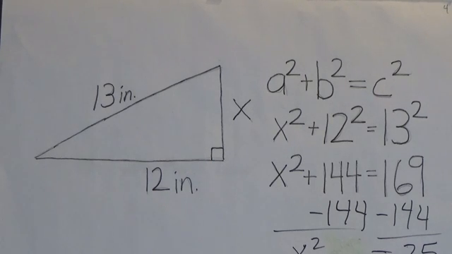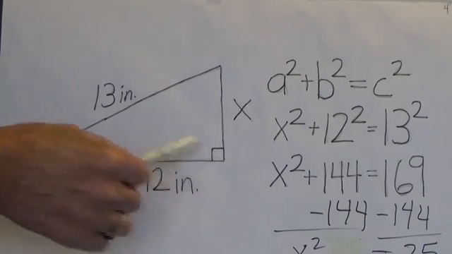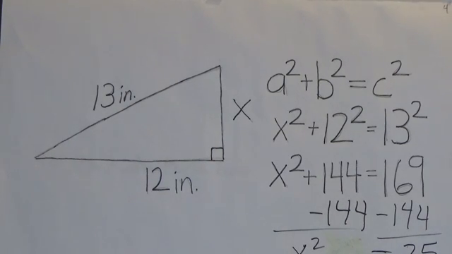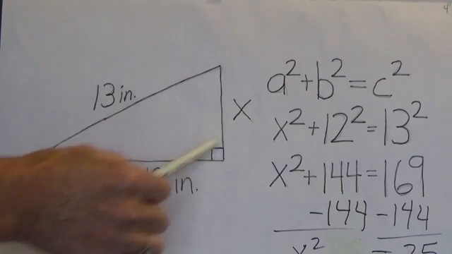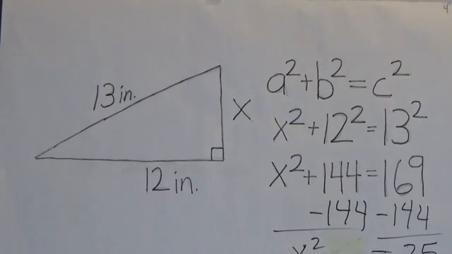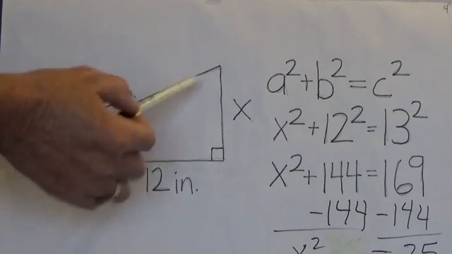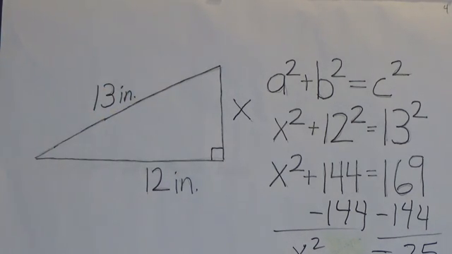Okay, here we have a slightly different situation. The right angle is here, the 90-degree angle. The two sides that make up the right angle are x and 12. So this time we're not given both legs. We're given the length of one leg, and we're given the length of the hypotenuse. So the algebra is a little more difficult, a little more involved.